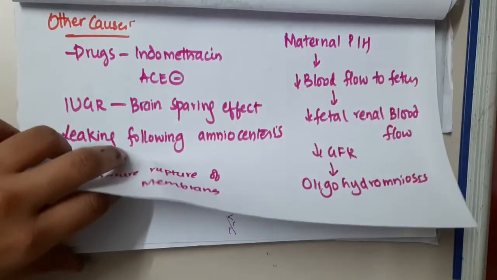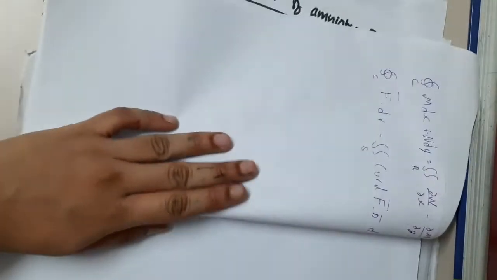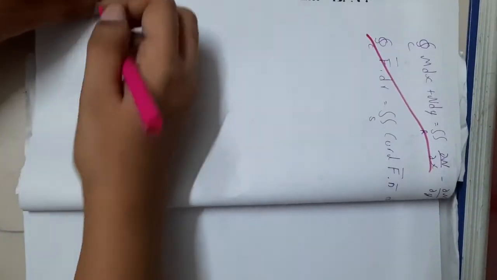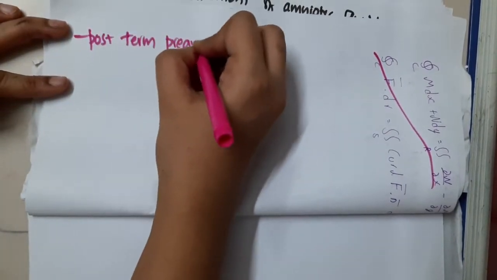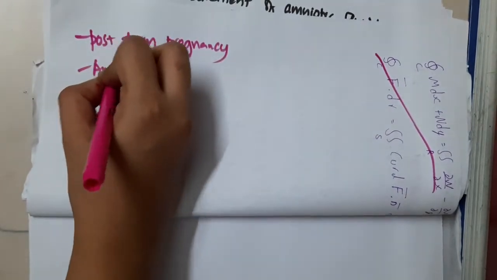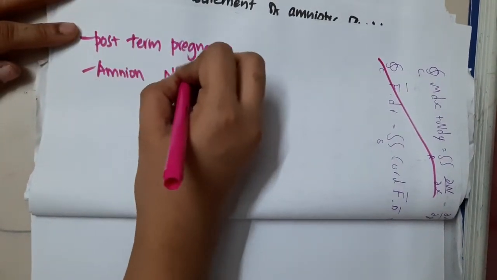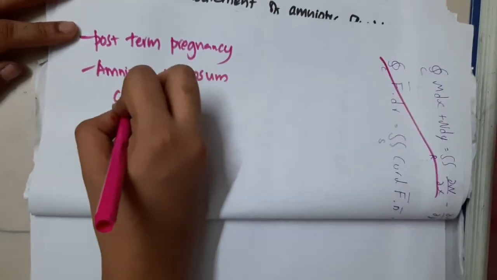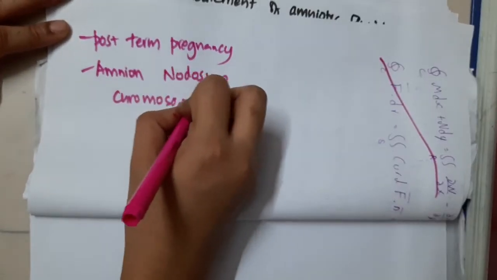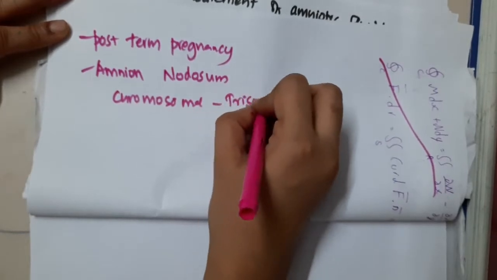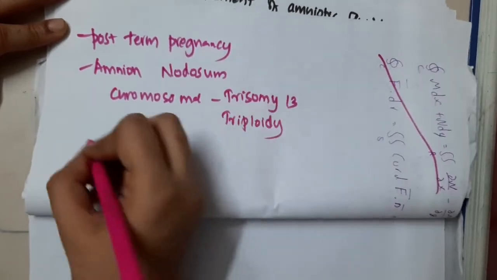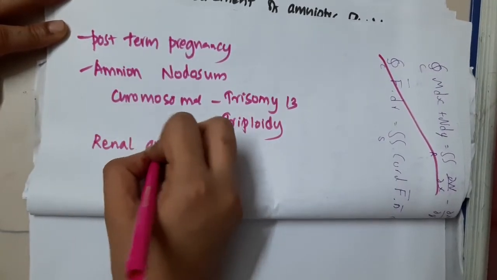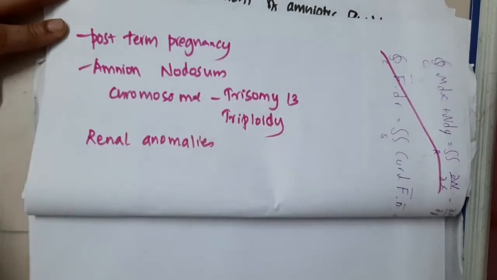Oligohydramnios is also caused by postterm pregnancy. It is seen in amnion nodosum. It is seen in chromosomal abnormalities, especially trisomy 13 and triploidy. It is also seen in renal anomalies. So these are the important points.